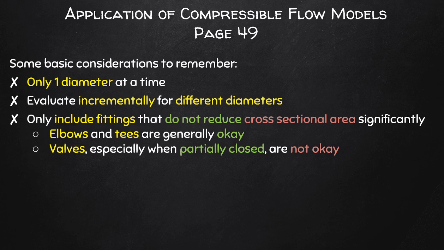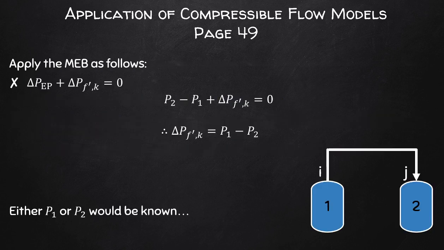So therefore, only include fittings which do not reduce the cross-sectional area significantly, such as elbows and T's. Partly open valves, for instance, do not fit the bill in this case, and so you should split up your mechanical energy balance accordingly. The procedure is then approached as follows. You apply the mechanical energy balance as shown here, where delta P_f' plus delta P_K is equal to P1 minus P2, and either P1 or P2 would be known in this case.